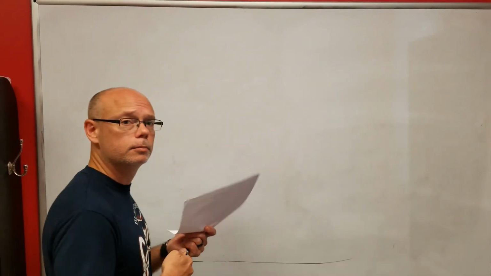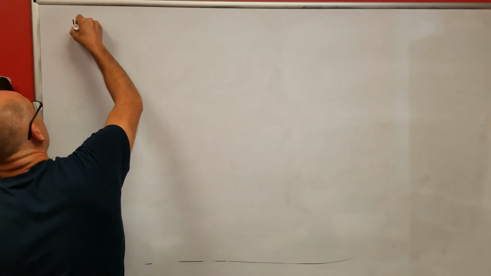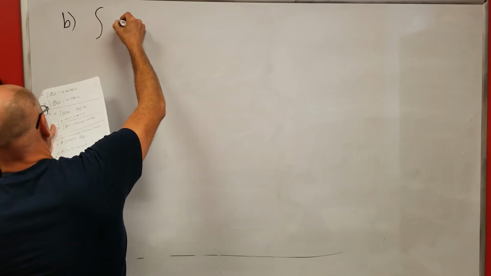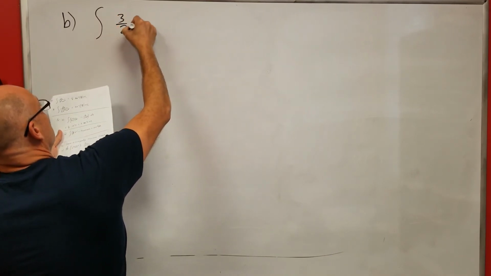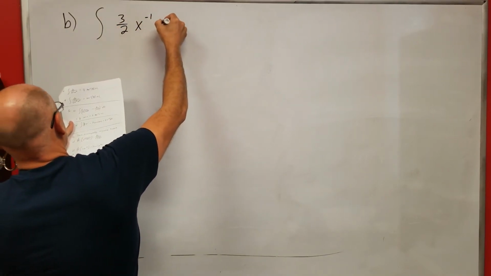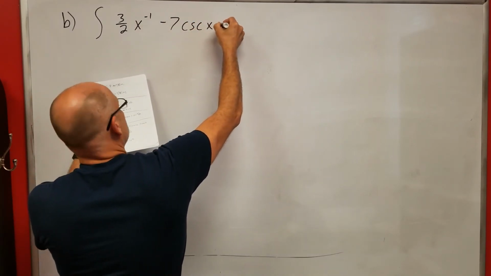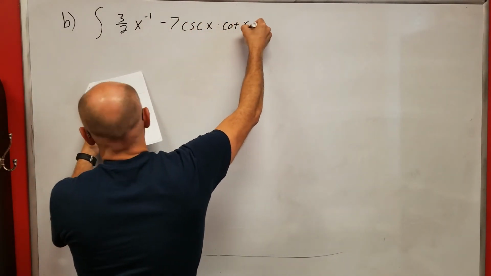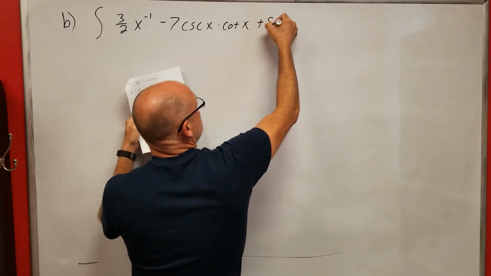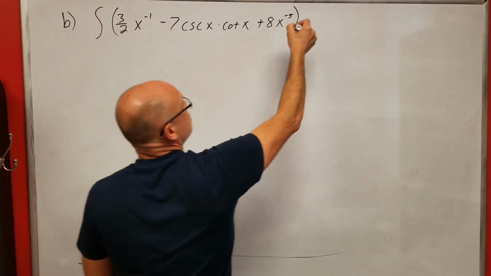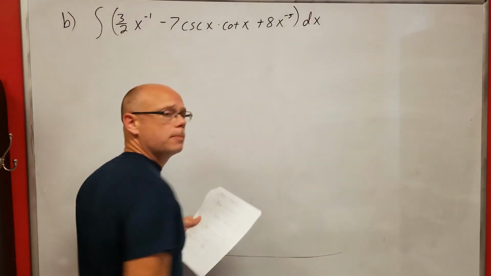Part B. Part B, we have the integral, let's see, of 3/2 x to the negative 1 minus 7 cosecant of x times cotangent of x plus 8 x to the negative 5. Want to take that integral with respect to x, okay?